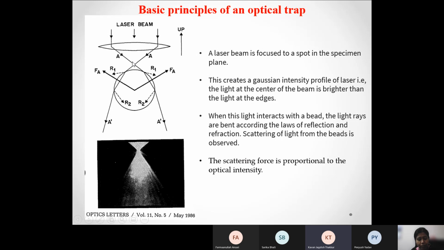Now, what are the kinds of forces acting on these particles that help them align themselves towards the center of this beam? If we think about that, we would come across two events. One is that when light hits matter, because there is a change of refractive index between the medium through which light is propagating and the medium on which it hits, which is this particle, let's say a bead, there would be cases of reflection, refraction, and scattering.